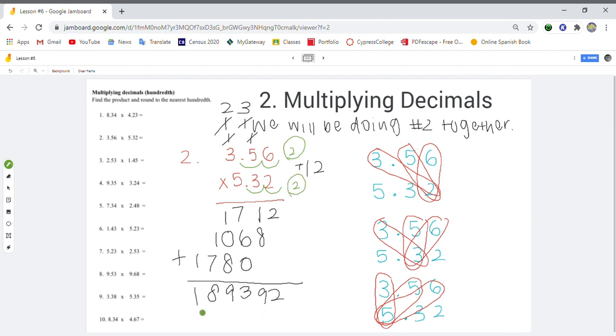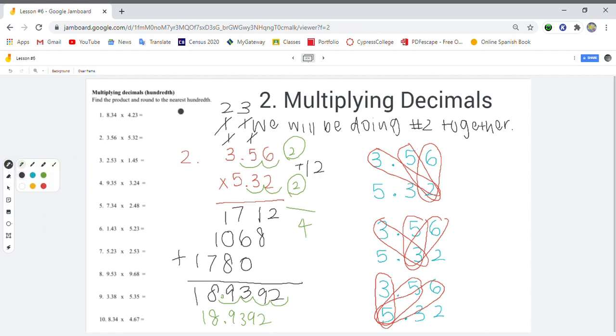So when you're placing the decimal for the final answer, we're going to add these two numbers up. 2 plus 2, which is 4. And we're going to place it 4 away. 1, 2, 3, 4. So we're going to place the decimal right here, between the 8 and the 9. So you should get 18.9392. And wait, we're not done.